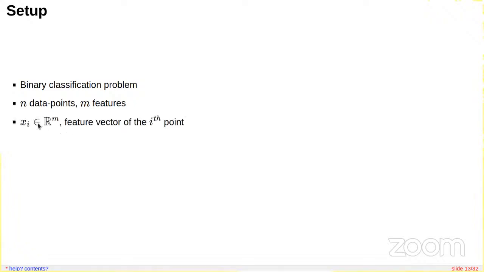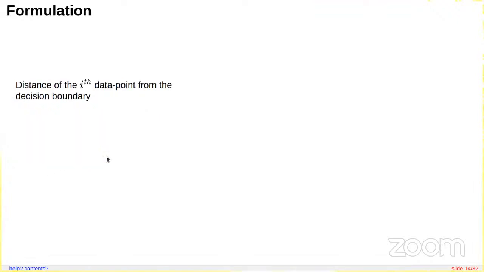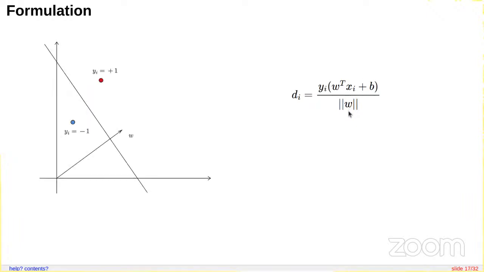Each feature vector therefore is in R^m, the labels are -1 and 1, and the data set is given like this. We said that the distance of the ith point from the boundary is this value: evaluate w transpose x plus b at x_i, divide by norm w. One trick is if you multiply by y_i, you can get the actual distance. That is what we have here.